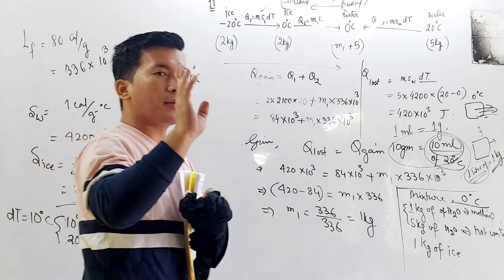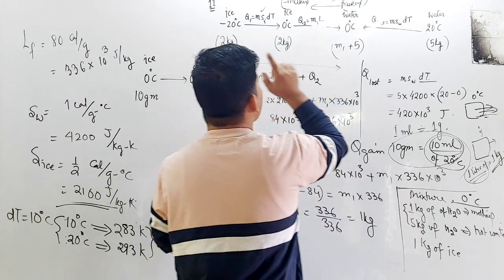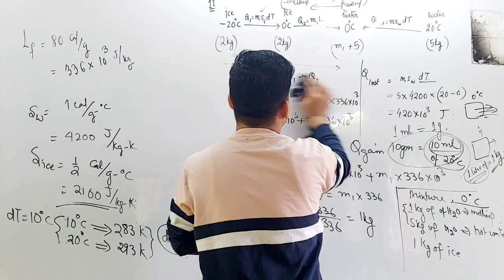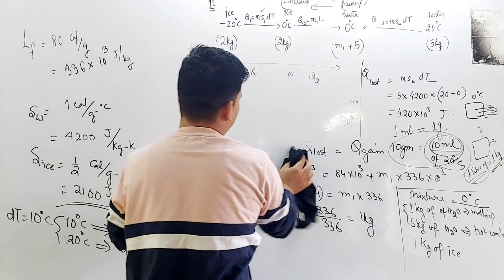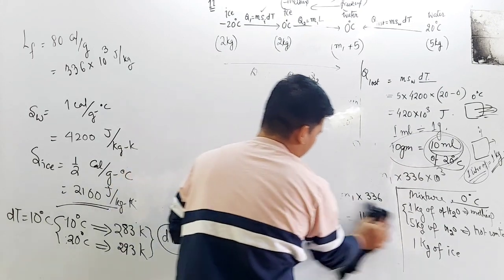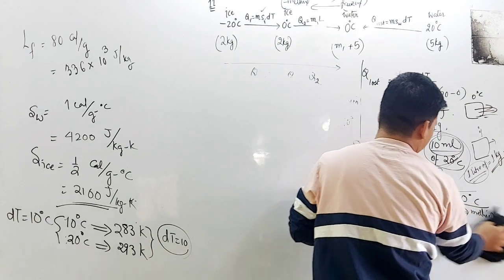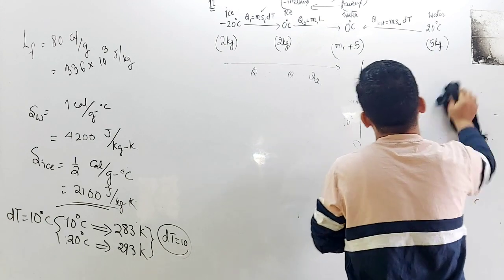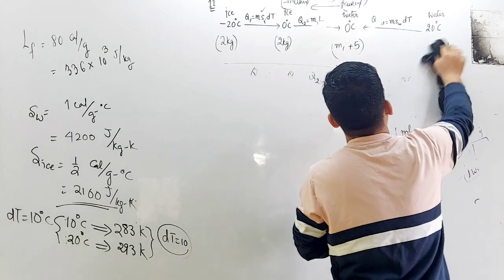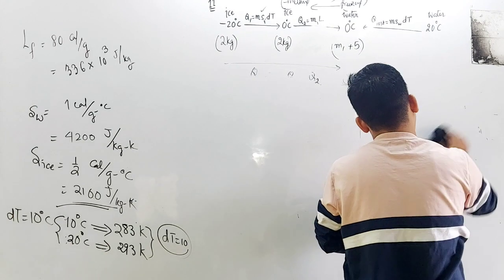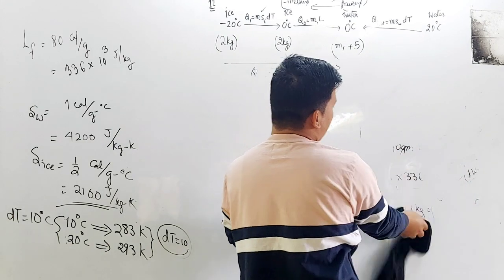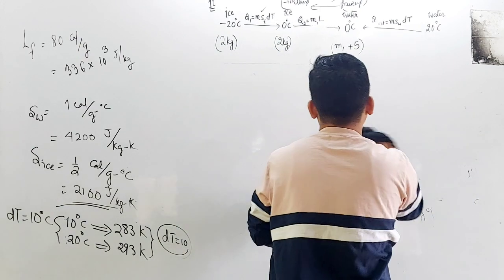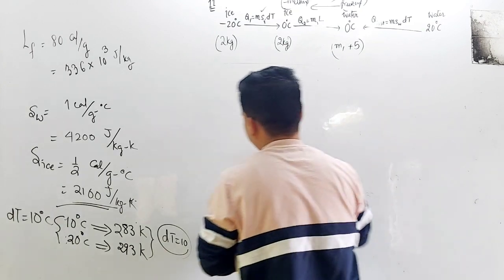There will be only 3 types of question that can be asked from mixing of ice with water. We can have only 3 different types of question. You try it yourself. I will give you the hint and the equation.